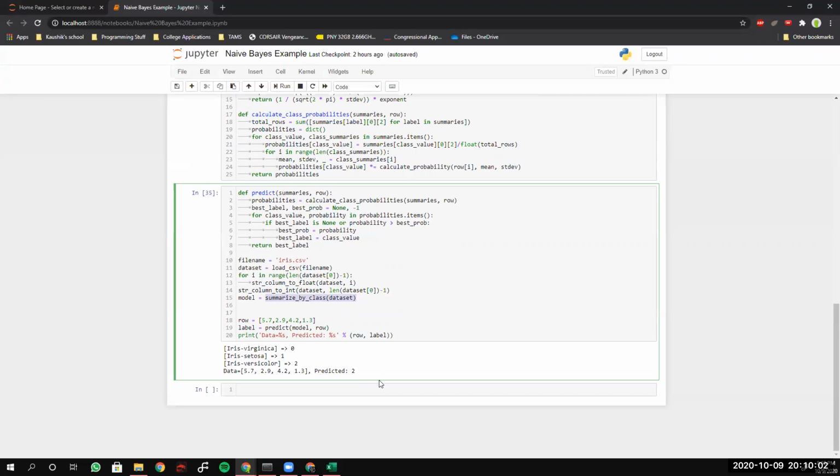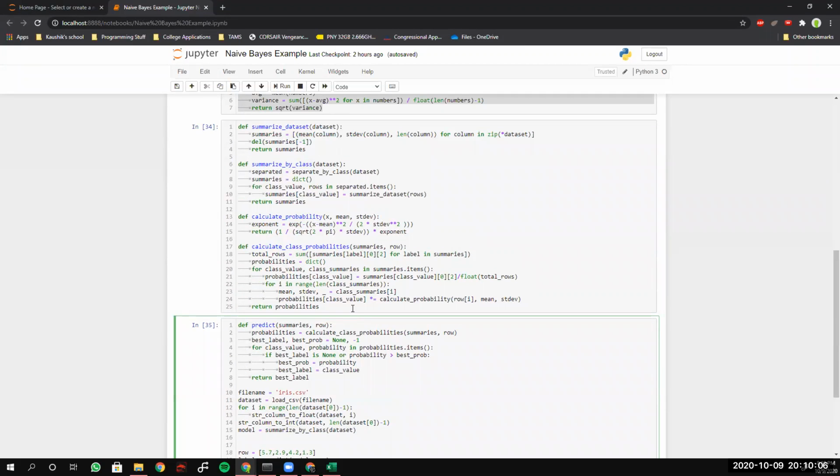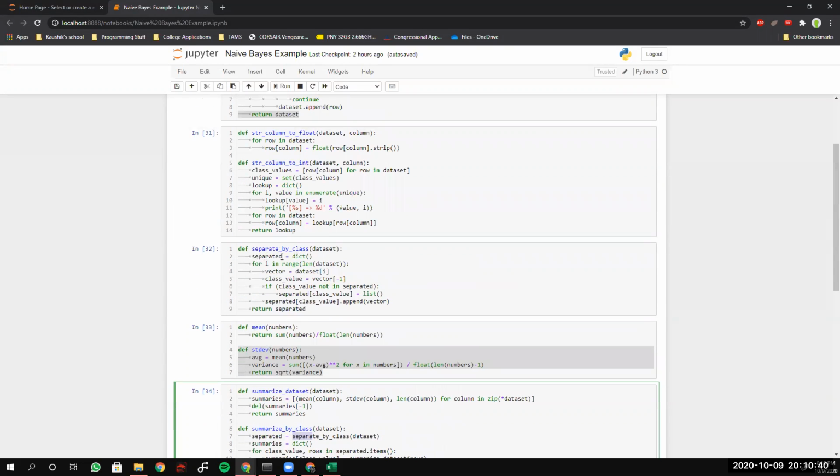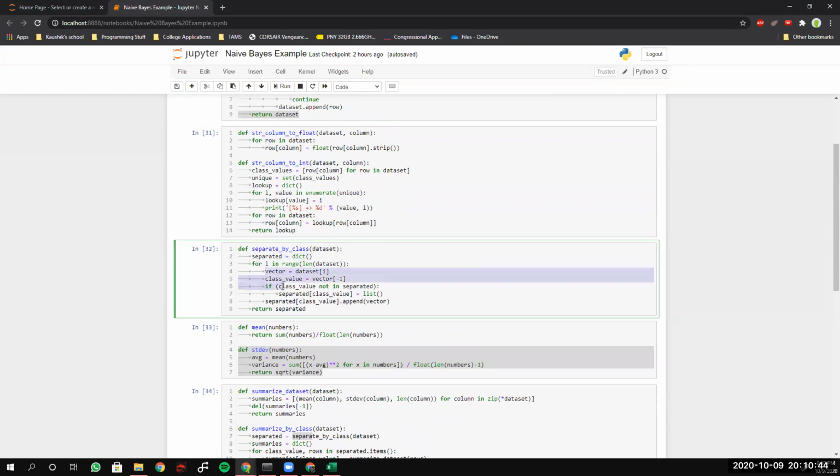And so this summarize by class function is actually going to give you the probabilities. It's going to do all those calculations for each row inside of the data set, so within the model, right? If you go to summarize by class, the first thing you're doing is separating all of the inputs in the data set into distinct entries in a dictionary. If you remember, separate by class was a function up here where we made a dictionary and took all of the class values as the key for the dictionary, and the value of that was a list of all the rows with that class value.